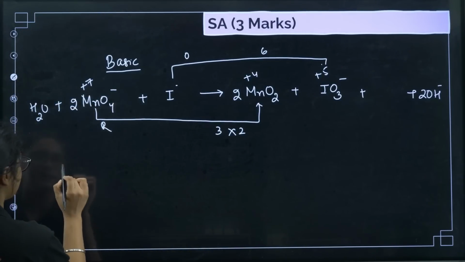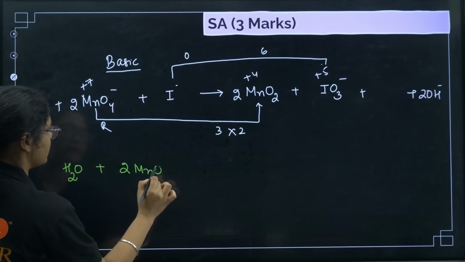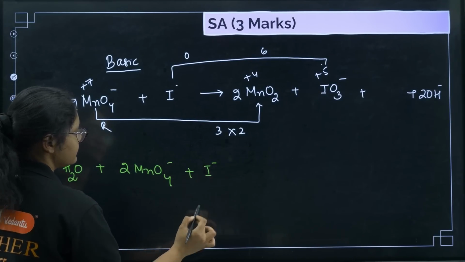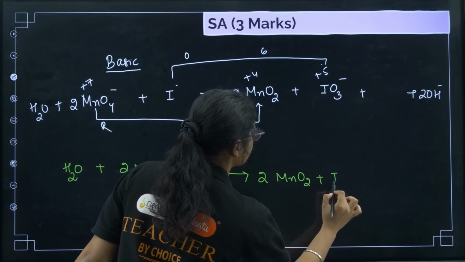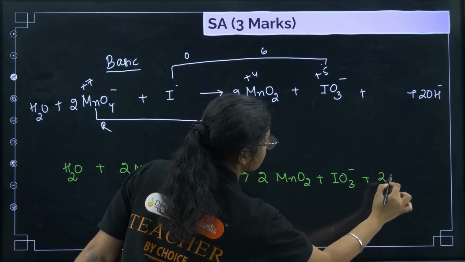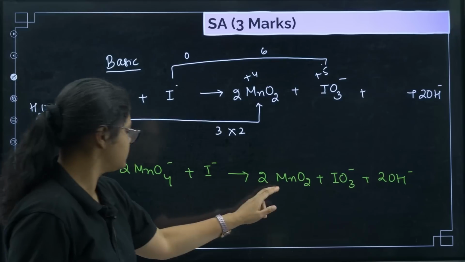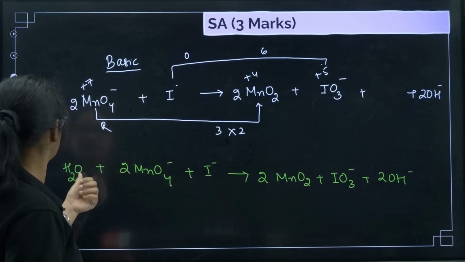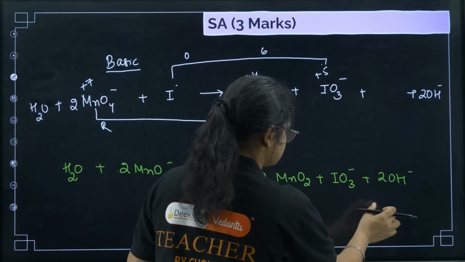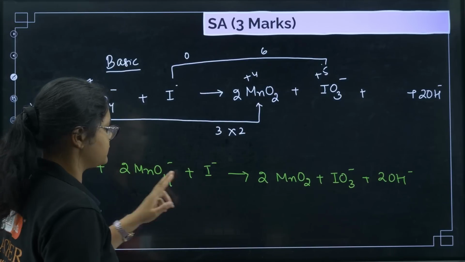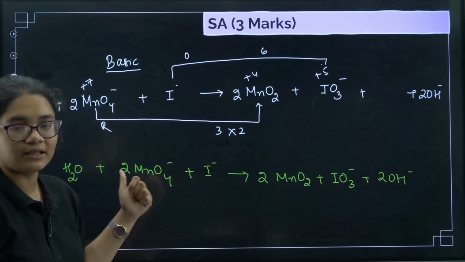So you can check here, I will write it once again. H2O plus 2MnO4 minus plus I minus gives 2MnO2 plus IO3 minus plus 2OH minus. Now if I see balancing, you have 2 manganese, you have 4 2s are 8, 9 oxygen, and here we have 2 2s are 4 plus 3, 7, 8, 9 oxygen. We have 2 hydrogens and 2 hydrogens, and 1 iodine and 1 iodine. Okay, so that is the balanced equation in the basic medium.